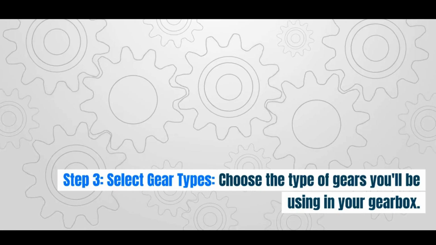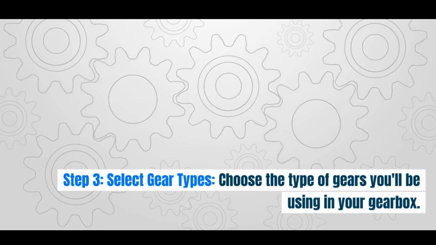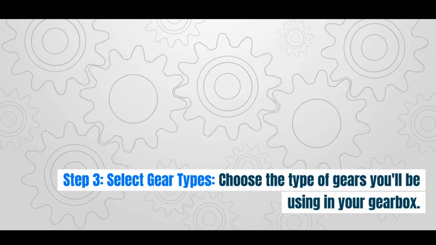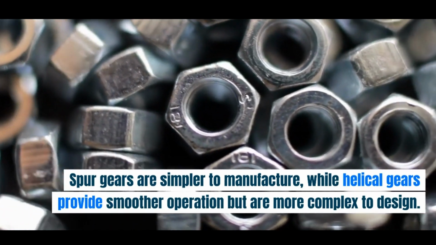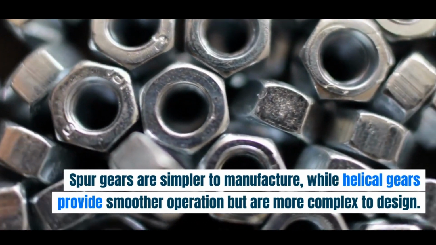Step 3. Select gear types. Choose the type of gears you'll be using in your gearbox. Spur gears are simpler to manufacture, while helical gears provide smoother operation but are more complex to design.